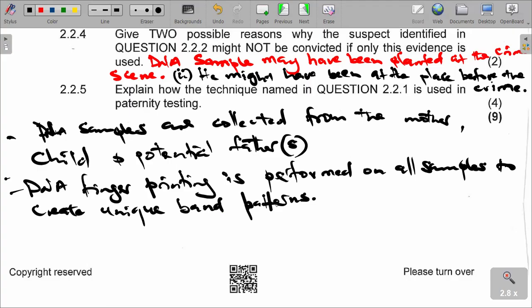So it's a matter of comparing the bands, and you should understand that when a child is born, the child inherits the characteristics from what? From both parents. So what happens is that they are compared against the mother's and the potential father's patterns. That is what you need to understand.